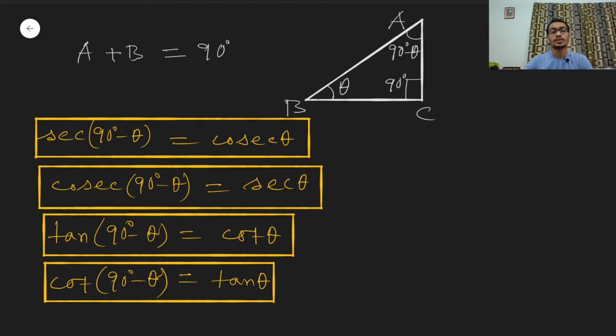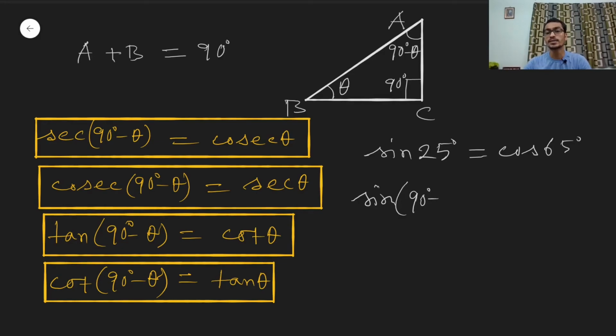Okay, so now we will discuss a few examples, like sine 25 degree will be equals to cos 65 degree. Why? Because 25 degree and 65 degree are complementary angles. Actually sine 25 degree can be written in the form sine 90 degree minus 65 degree. That's why this is equals to cos 65 degree.